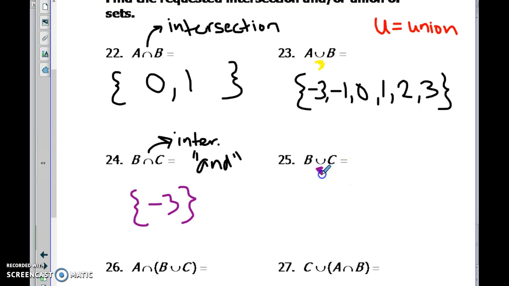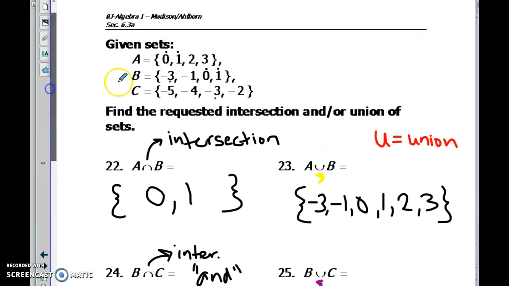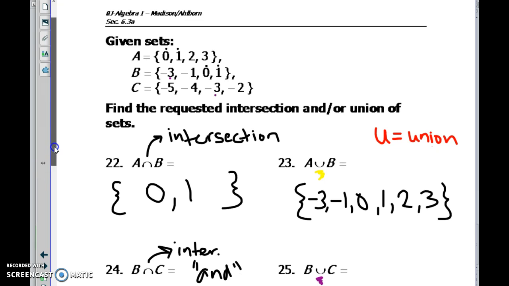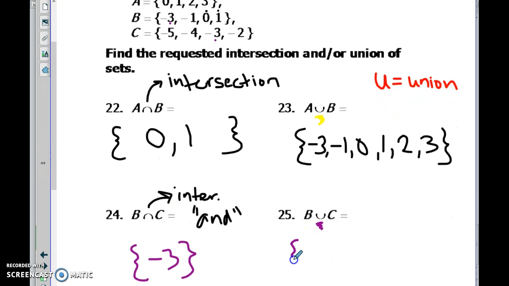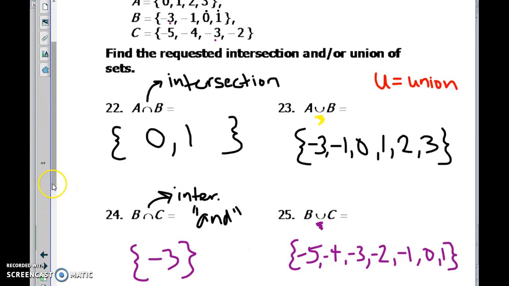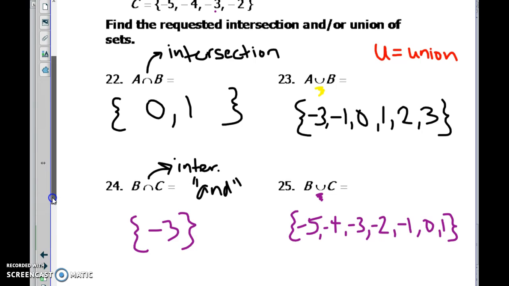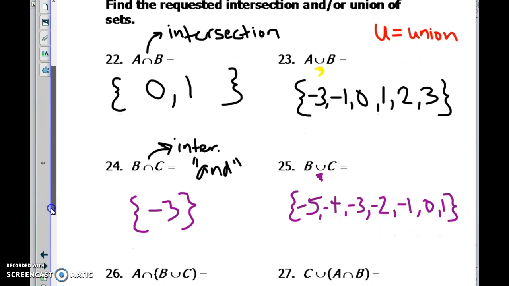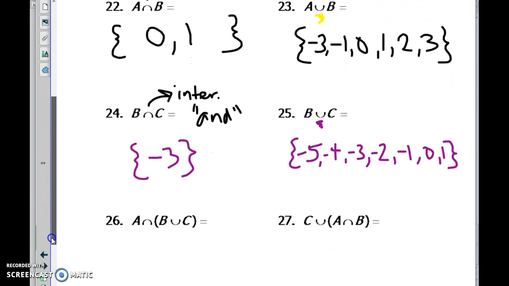Over here we have a union. That means all of them in B and C. So we'll go up here. I want to list all of these elements in one big set. So we're going to start with -5. And then we have -4. -3 is in both, so I'm just going to write that once. -2 is in C. -1 is in B. 0 and 1. So in general, the union sets are going to contain more elements because you want all of them in B and all of them in C. The intersection sets, you just want the overlapping parts.